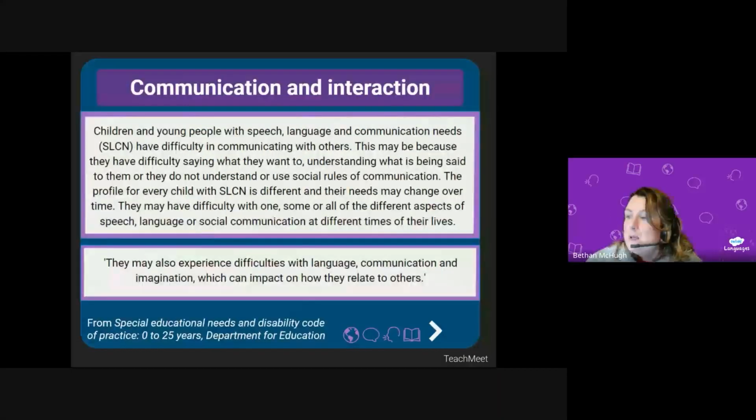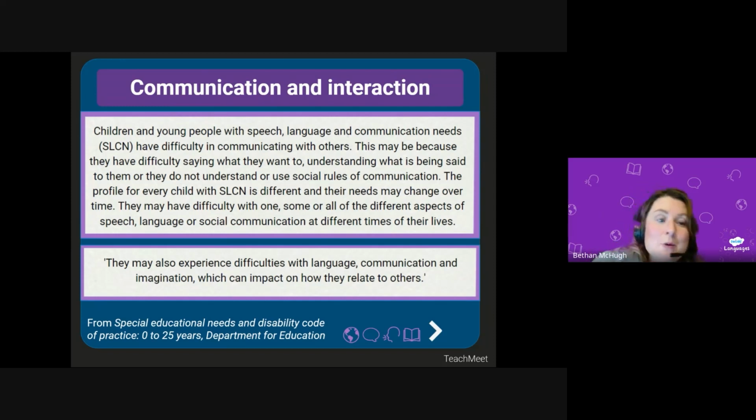So the first of the broad areas of need is communication and interaction. Just a quick look at how this is going to impact MFL. The SEND Code of Practice, which is here, I'm not going to read that out, but it identifies a little bit more specifically what this means, and how broad communication difficulties might be.